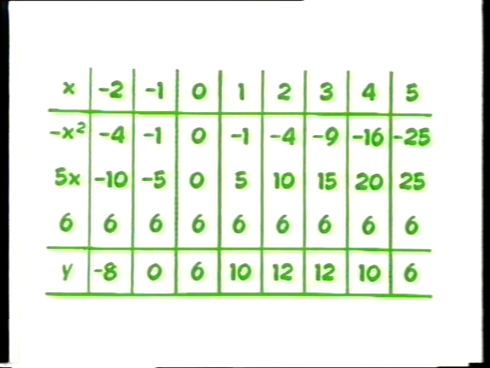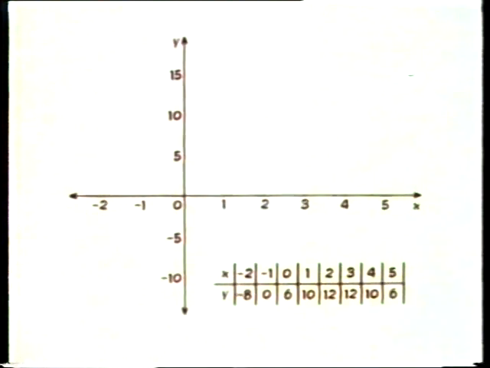Now, to get this information on a graph, we need 2 axes. The scale is 1 centimetre for 1 unit on the x-axis, and 1 centimetre for 5 units on the y-axis. So let's plot the points one by one. We have x is minus 2 and y equals minus 8, giving this point. Minus 1, 0 gives us a point on the x-axis. 0, 6 is on the y-axis. Then the remaining points, and finally 5, 6.